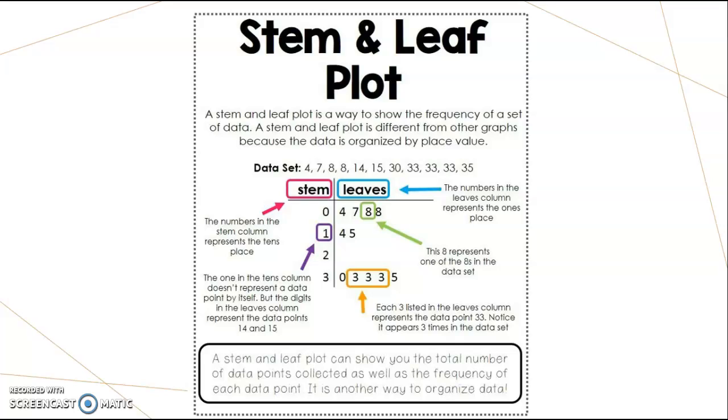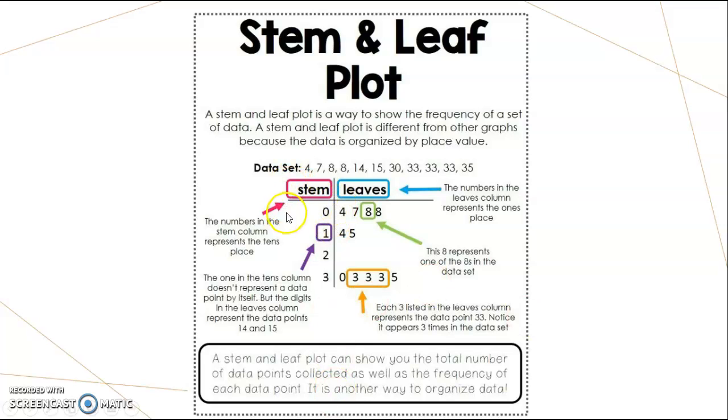I'm so sorry, Ray. So, as I was saying, a stem and leaf plot is a way to show the frequency of a set of data. A stem and leaf plot is different from other graphs because the data is organized by place value.